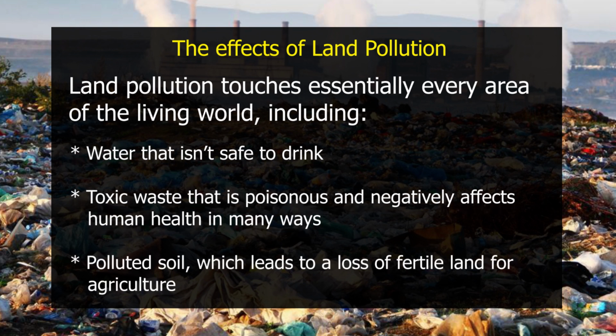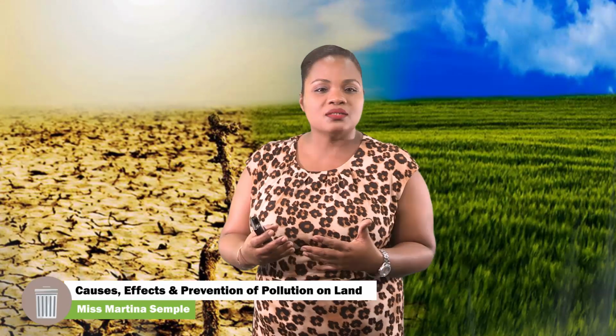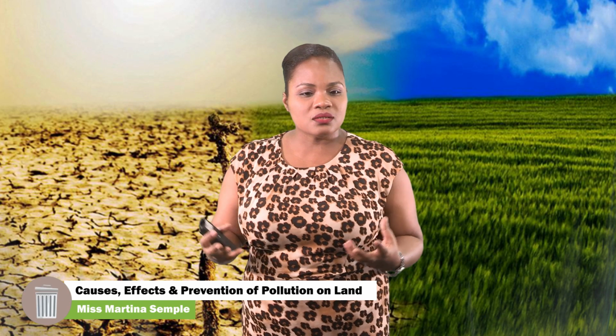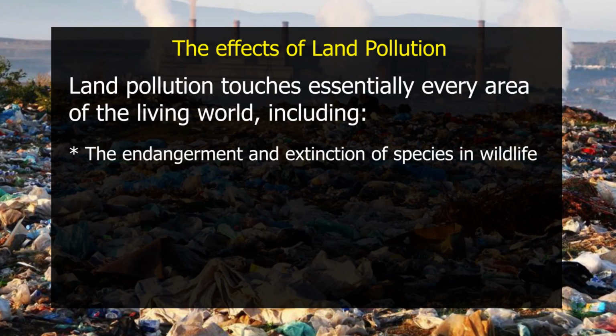Polluted soil leads to a loss of fertile land for agriculture. Now, when we lose fertile soil for agriculture, we can no longer have these big juicy fruits. No, because the ground is not fertile enough. Then we have the endangerment and the extinction of species in wildlife.